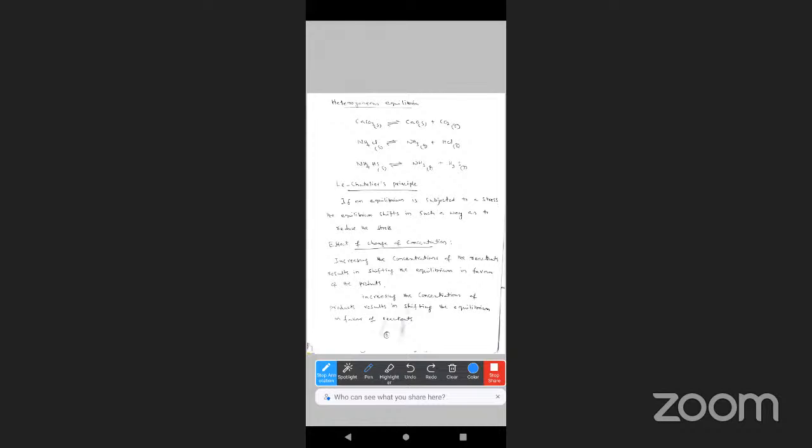And similarly, decomposition of ammonium chloride, which gives ammonia gas and HCl gas. And the decomposition of ammonium hydrogen sulfide, which gives ammonia and H2S gas. So these examples are for heterogeneous equilibria.